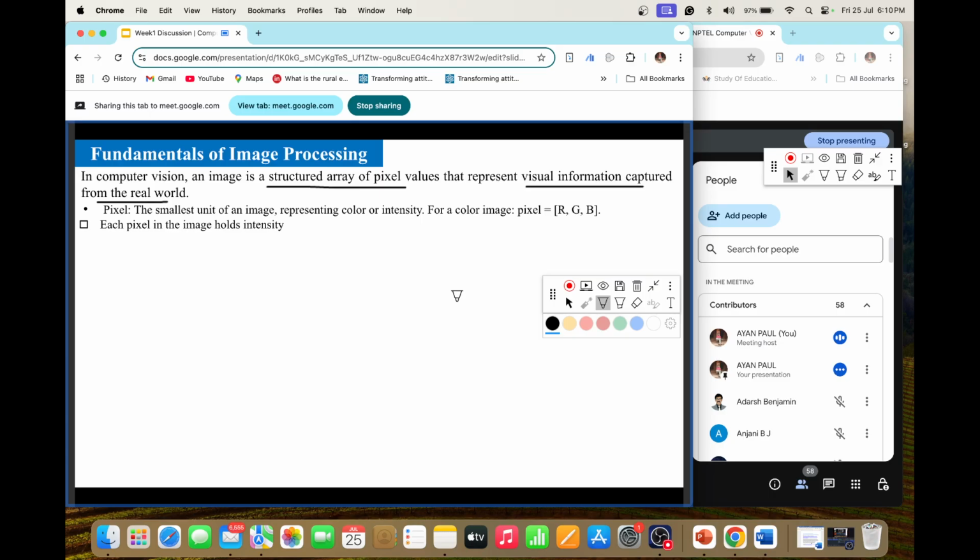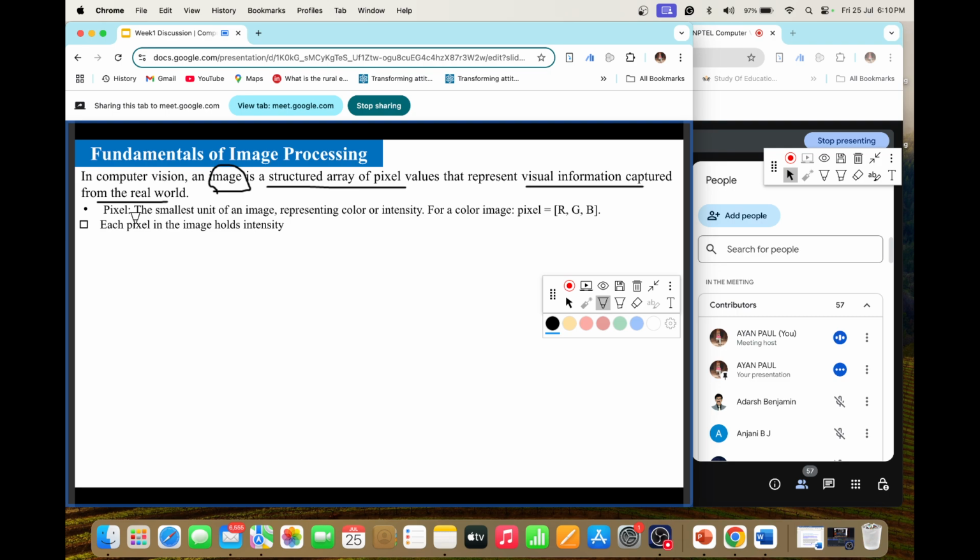So what is an image? In computer vision, an image is a structured array of pixel values that represent visual information captured from the real world. And what is a pixel? The smallest unit of an image, representing the color or intensity, is known as a pixel. So those are the two definitions you must always keep in mind: one is image, and another one is pixel.